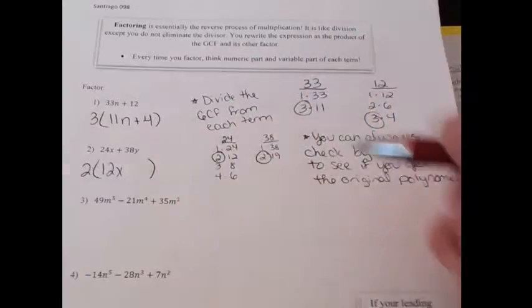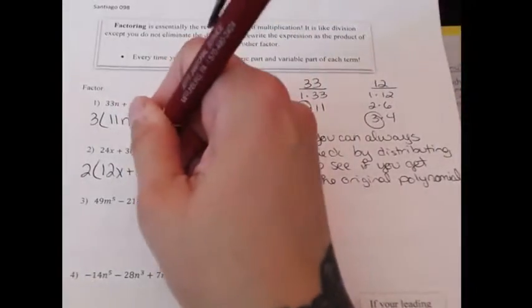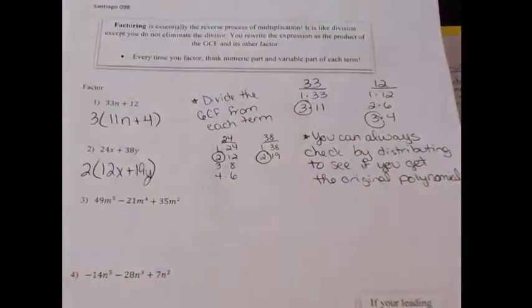24x divided by 2, 12x. 38y divided by 2, 19y. I want you to notice that I was unable to factor out a variable part because they both do not have x and they both do not have y.